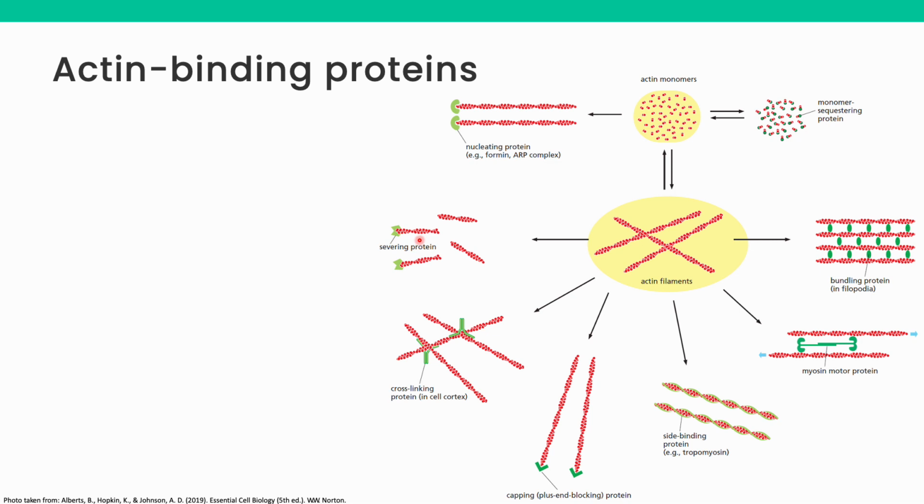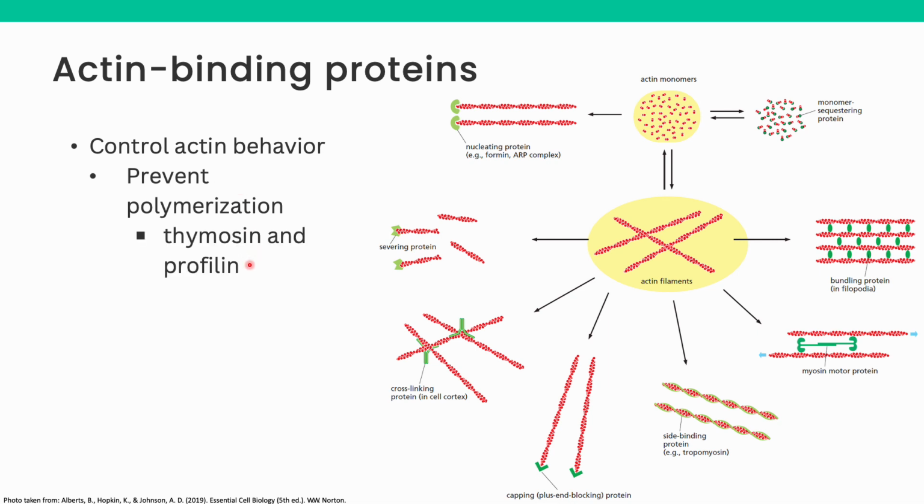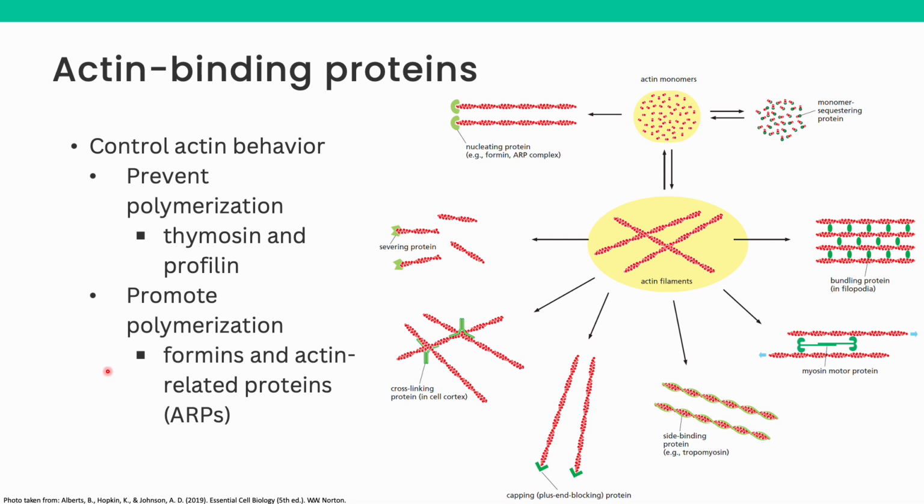Another important set of actin-binding proteins are the ones that control our actin behavior. So one set of proteins prevents polymerization or the assembly of your actin, and we call those thymosin and profilin. And what they do is that they bind to the free actin monomers and prevent polymerization. On the other hand, we also have proteins that promote polymerization, and we call them formins and actin-related proteins, or ARPs.